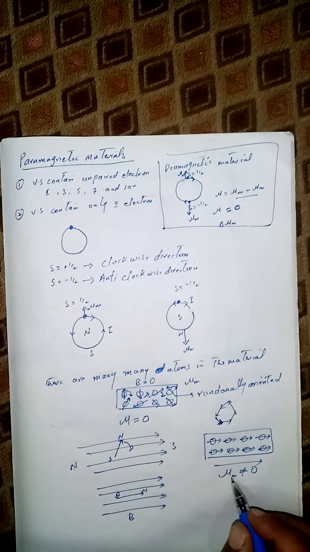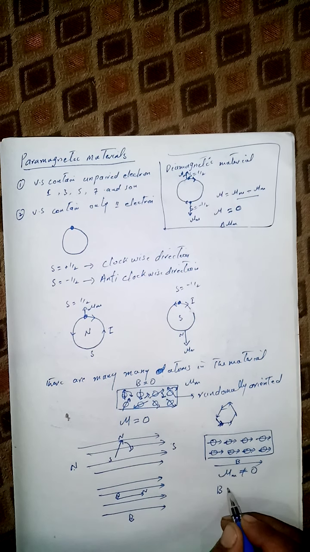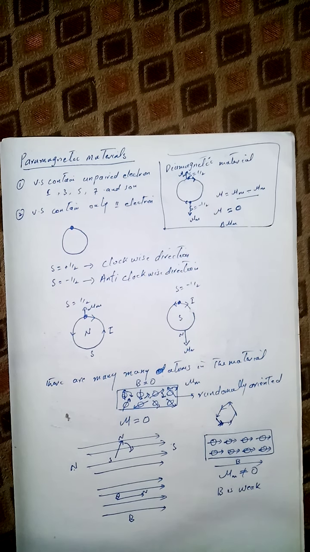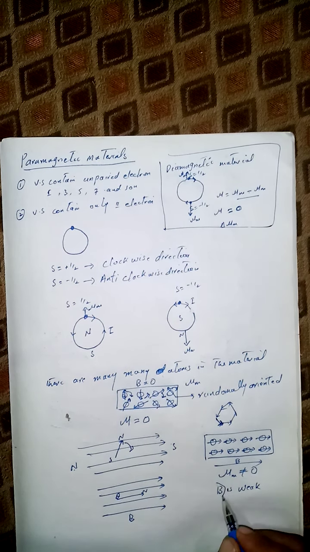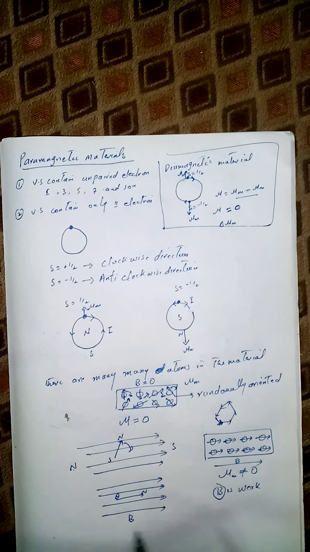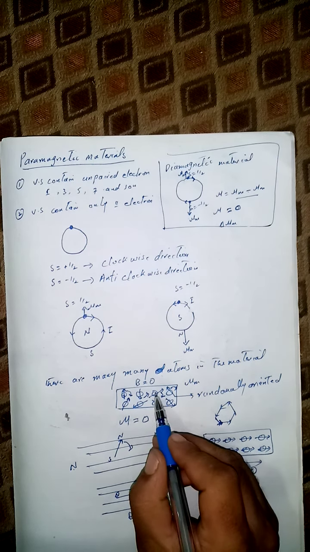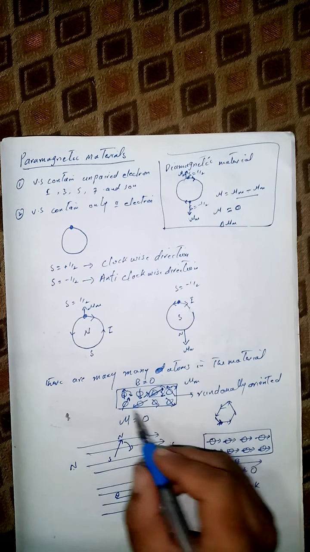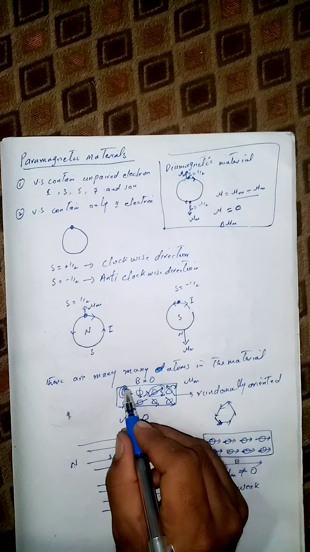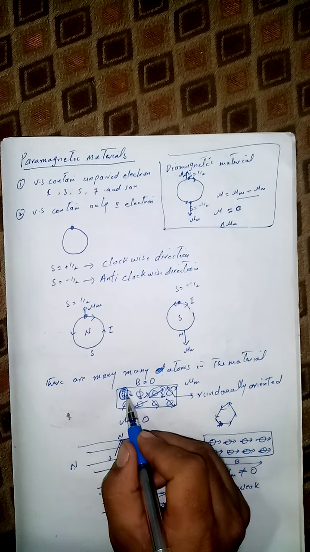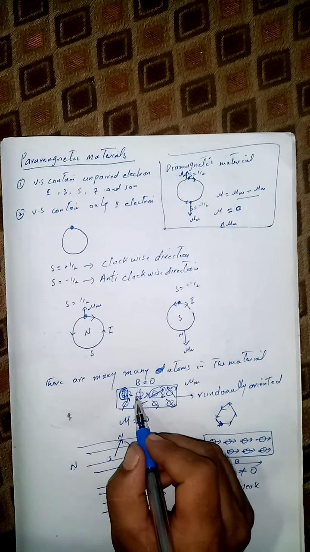Now if the magnetic field B is weak, a very weak field, then only a few atoms will align in the direction of the magnetic field, while the rest of the atoms will not. For example, in this case, we have this atom which aligns in the direction of the magnetic field, because it's easy for the magnetic field to rotate this dipole moment. But for this dipole moment, it's difficult for the magnetic field to align it in its own direction, because for this alignment we need a strong magnetic field.